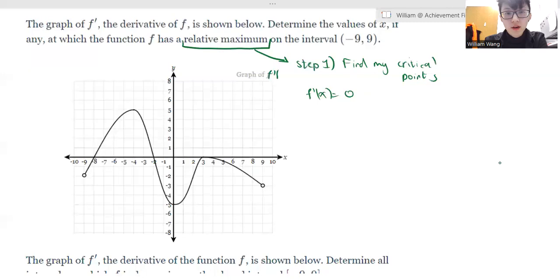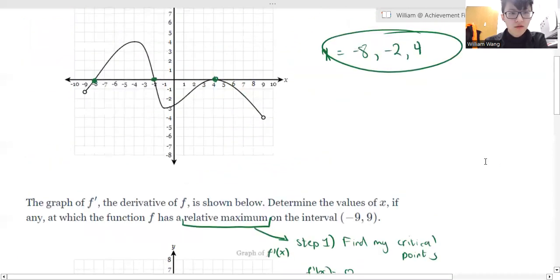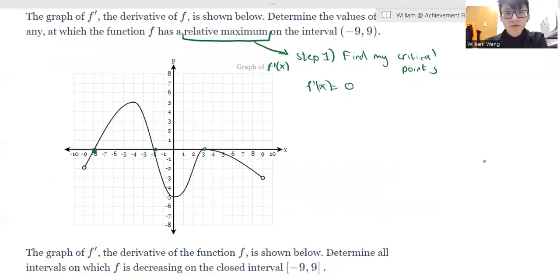Right, so my graph here is my derivative. It's equal to 0. That happens where? Well, it happens at -8, -2, and 3. Is this the same graph? Close. All right, so x equals -8, -2, and 3, right? Now, these are my critical points. I need to figure out which one is a maximum then.